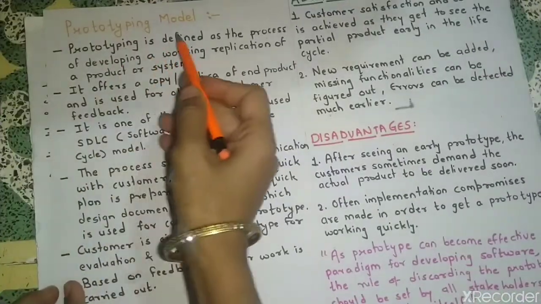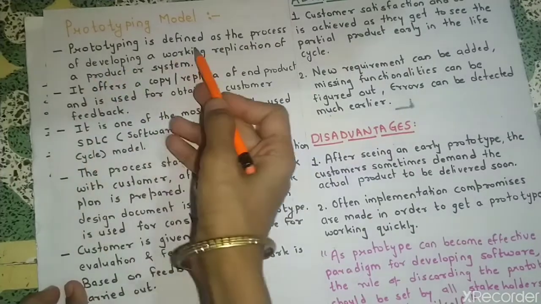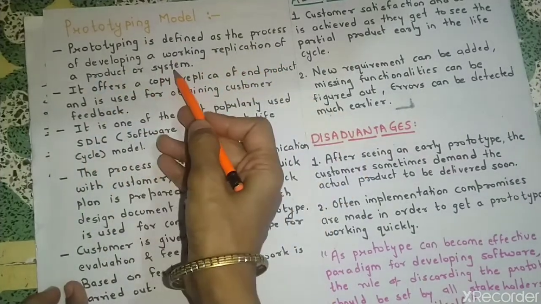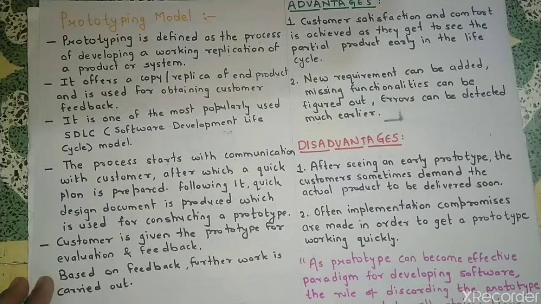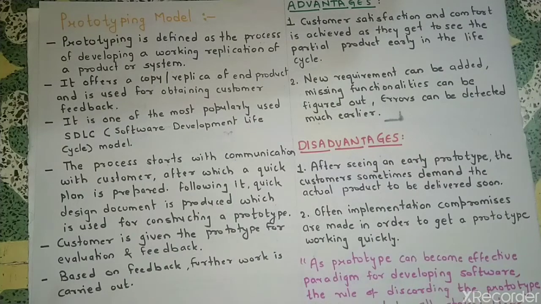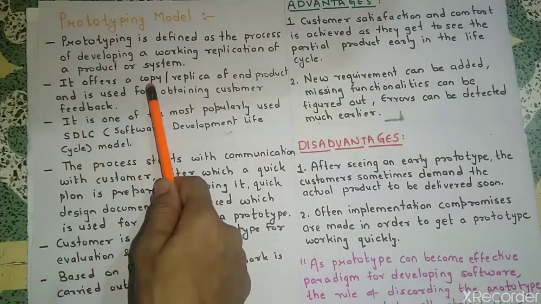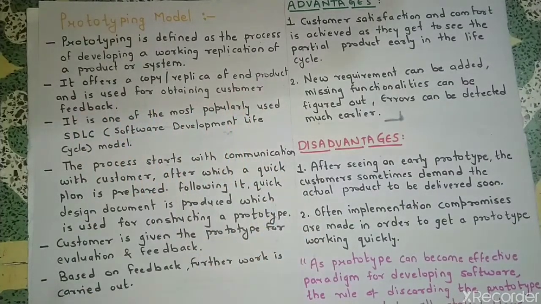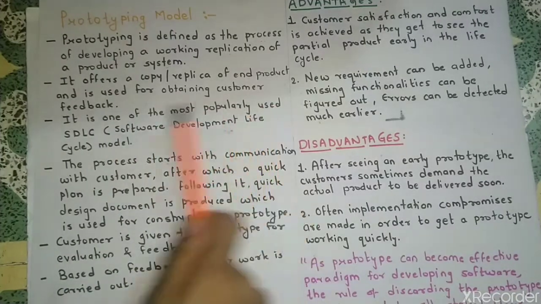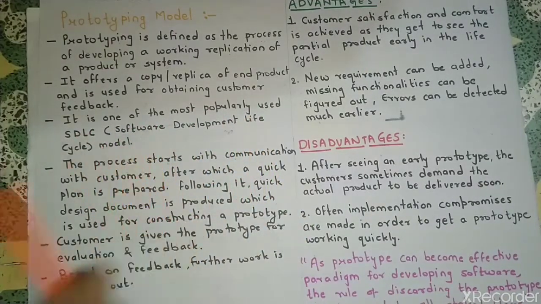So prototyping is defined as the process of developing a working replication of a product or system. So in case of software, what will be the working replica? I can develop a GUI of how it will look like, and then the customer may suggest that okay, this is how the menu should look like. Okay, this feature is not there, so let's add that feature. This is how we are going to work. So it offers a copy or replica of the end product and it is used for obtaining customer feedback. It is one of the most popularly used software development life cycle models.